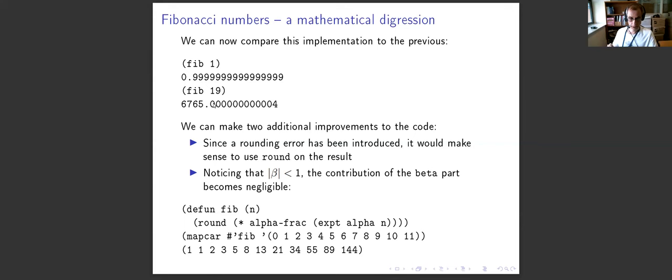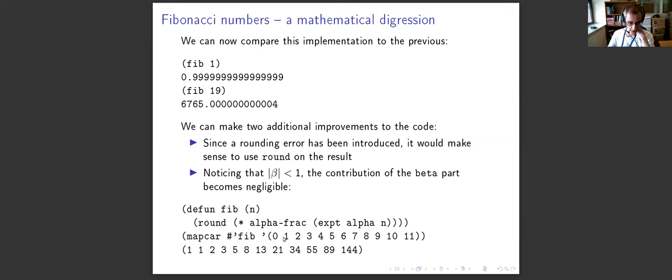But we can do even better because the absolute value of beta is less than one, because it was (1 - √5)/2, which is -0.68 something something. So we can actually just implement the Fibonacci function like this. We take the alpha part of the formula and we just round to the nearest integer. And you can see when we test it, it actually works a treat.